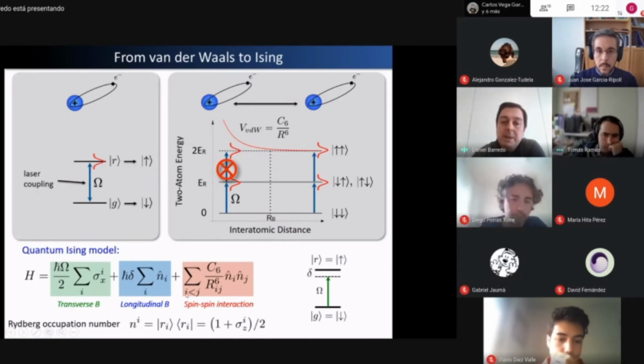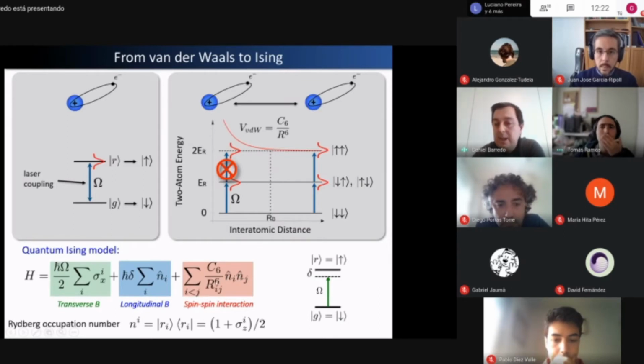And finally, you have the spin-spin interaction term that is proportional to n_i n_j, the occupation number of the atoms in the Rydberg state, which means that you will only have interactions if the two atoms are in the Rydberg state.